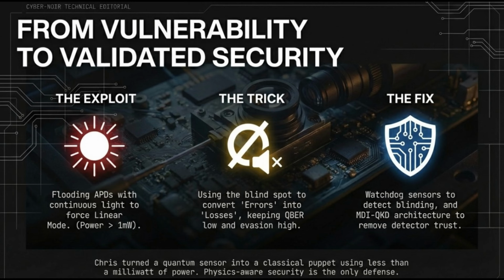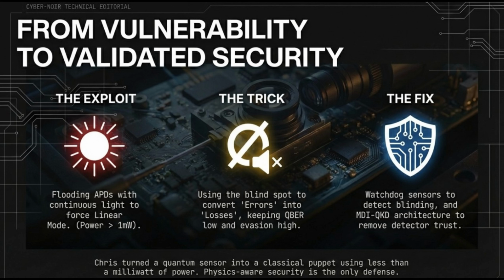To understand how this exploit works, we first have to address the gap between theoretical security and engineering reality. On the left, we see the promise. Quantum cryptography is built on the fundamental laws of physics, offering what we call provable security. This theory relies on a critical assumption that our hardware behaves ideally, perfectly translating quantum states into digital data.